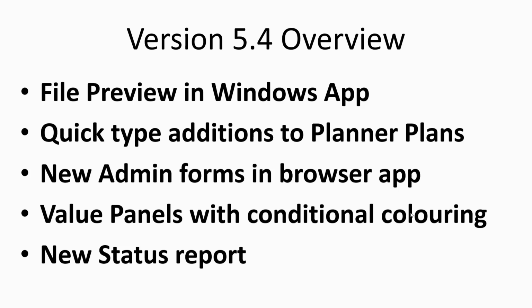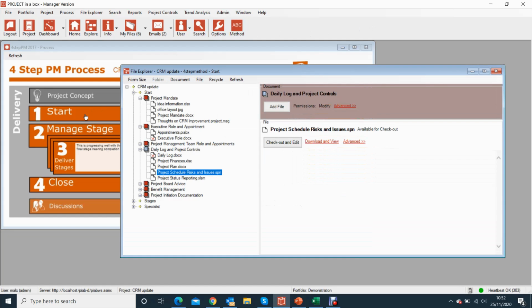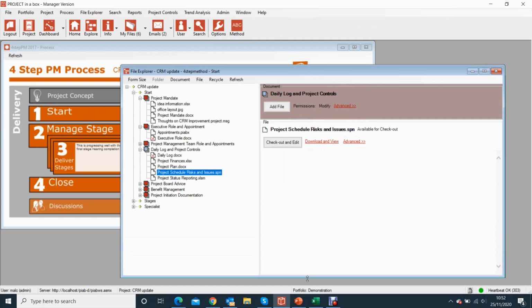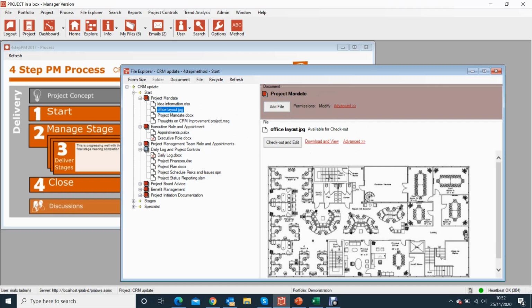Okay, so let's go and have a look at some of that happening in the system. So first thing we're going to have a look at is the file preview in the Windows app. So we're in the Windows app here, and as we progress down into the process, we've got our basic and advanced panels on the right hand side. Obviously when we're in document level we get document type features, but when we come down to a particular file level we now see the preview here.